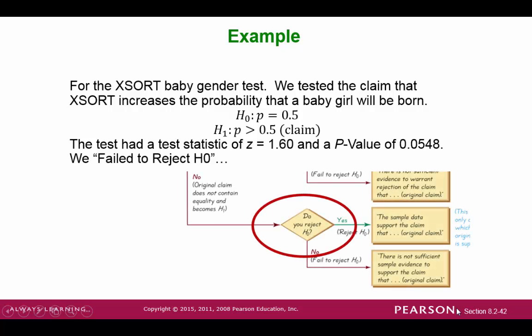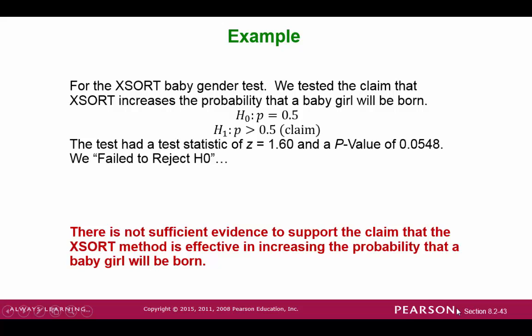So in our decision-making process, we would say there is not sufficient sample evidence to support the claim that... and then what we would do is just restate our original claim. So our conclusion would be there is not sufficient evidence to support the claim that the XSORT method is effective in increasing the probability that a baby girl will be born.